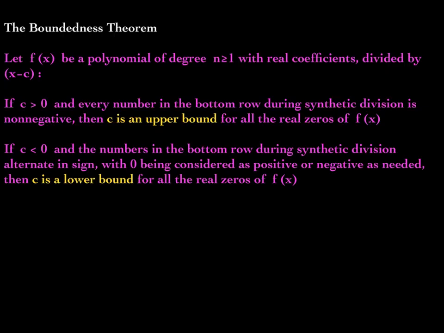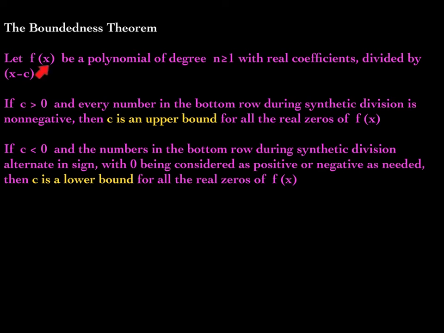The last theorem of this section, and the last part of this section as well, is called the Boundedness Theorem. And this theorem, like Descartes' rule of signs, sometimes shortens the list of possible rational zeros provided by the rational zeros theorem. So it cuts down your possibilities. But unlike Descartes' rule of signs, the boundedness theorem is actually applied after every synthetic division has been performed. This is what it says.